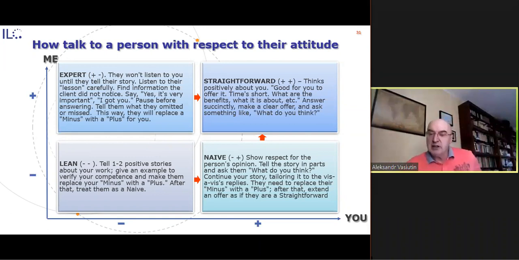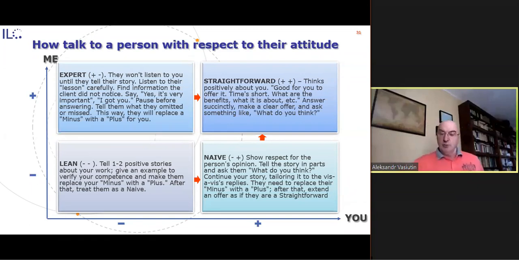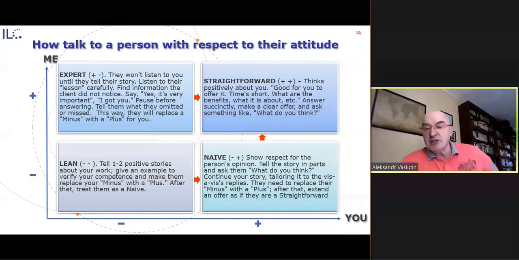Wow. And therefore, when you start talking, pay attention to such things. And by the way, he didn't ask me how much it may cost. He simply agreed and accepted my proposal. Straightforward. They think about us in a positive way. Good for you to offer it. Time's short. What are the benefits? What is it about? And then, in a brief way, make the presentation. And in the end, ask, what do you think? How do you find it? And he says, well, in general, it's good.